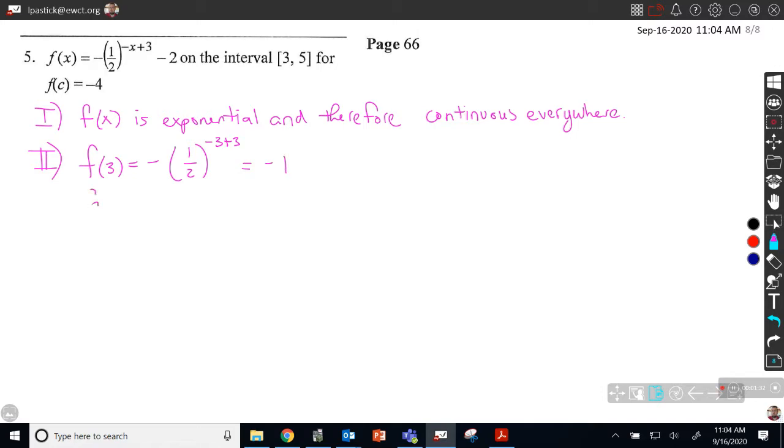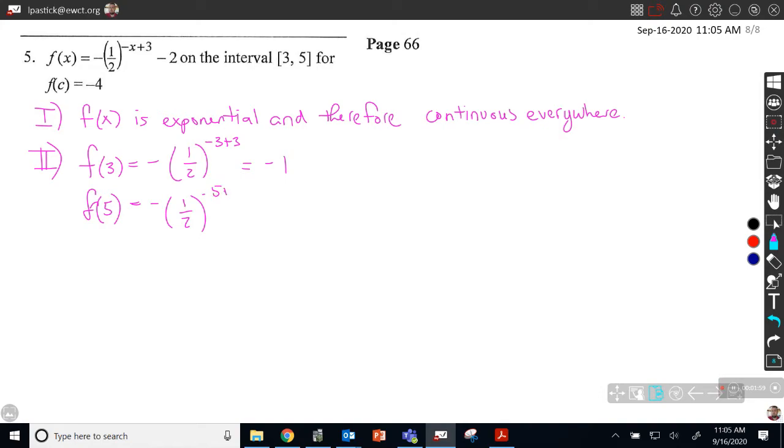F of 5, whoa. Hold on a second, y'all. Sorry about that, y'all. I tried to use my brand new stylus to write on my board, but apparently it screws it up.